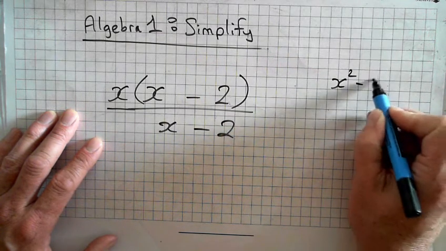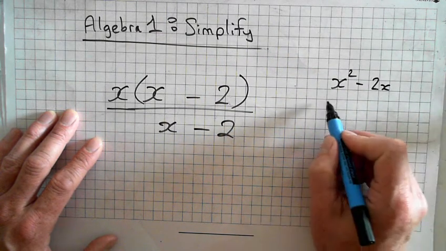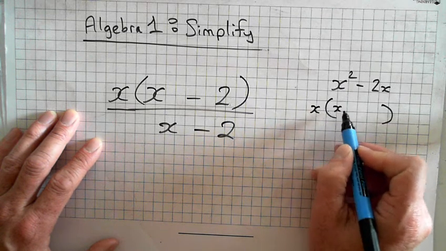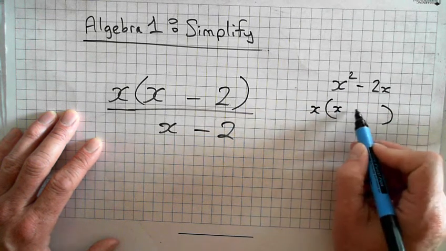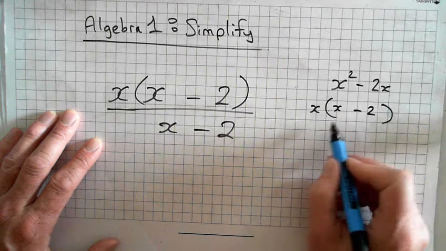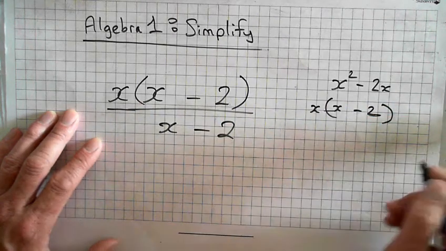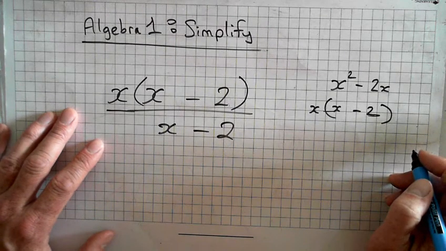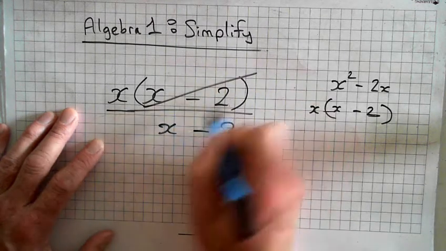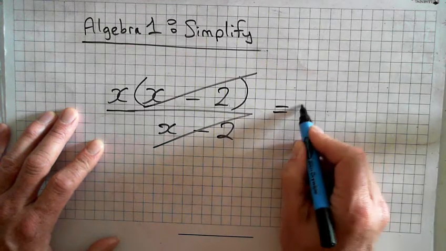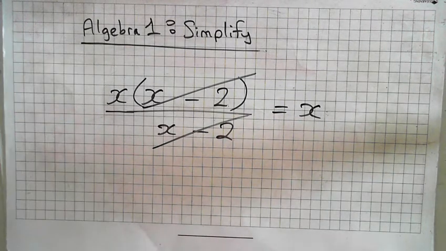X squared minus 2x. What did we do? We brought the x outside. X times x is x squared. X times minus 2 is minus 2x. See? So I've written this here. I've replaced it. Alright, what will cancel? What are you left with? The answer is equal to x. X is left behind.